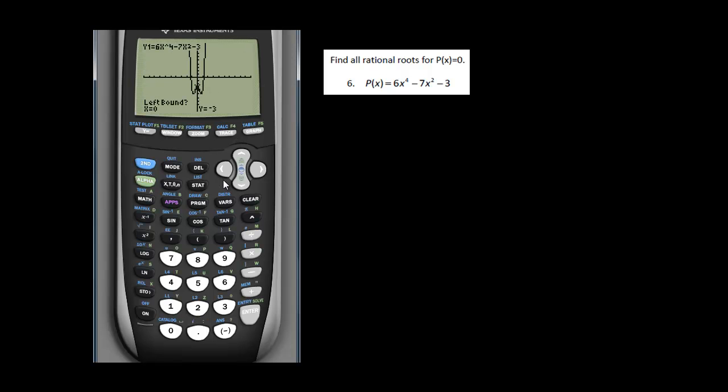So let's do a second trace 2. Okay, left bound, right bound, enter. Negative 1.224745, that's not rational. And this is going to be positive 1.224745. We can do that. Second trace 2. Left bound, right bound, enter. So 1.2247449. So none of those are rational, so there's no rational roots for this problem.